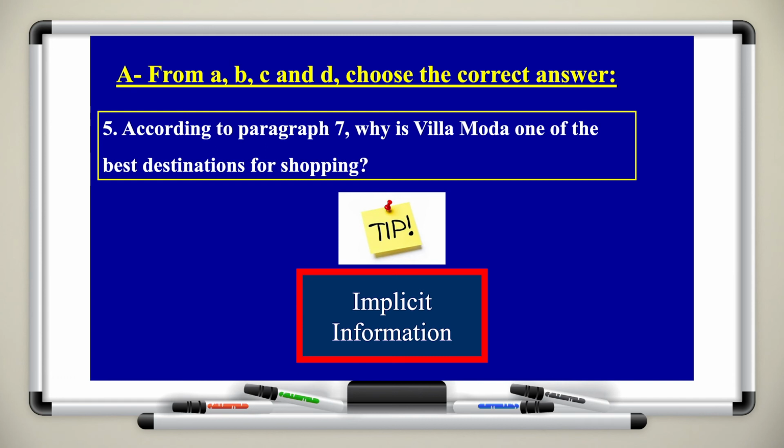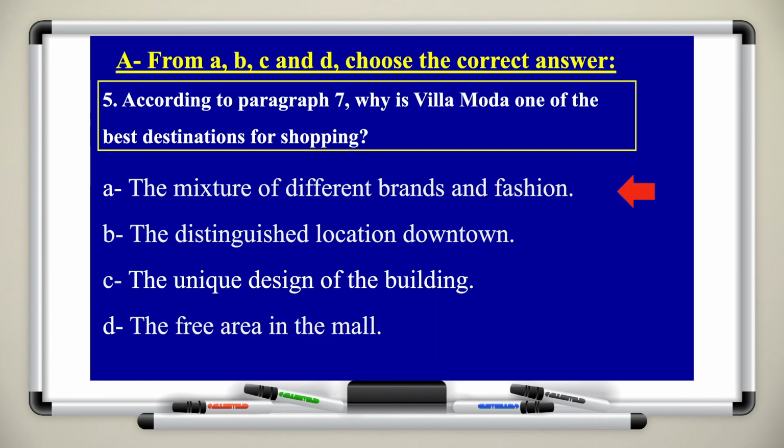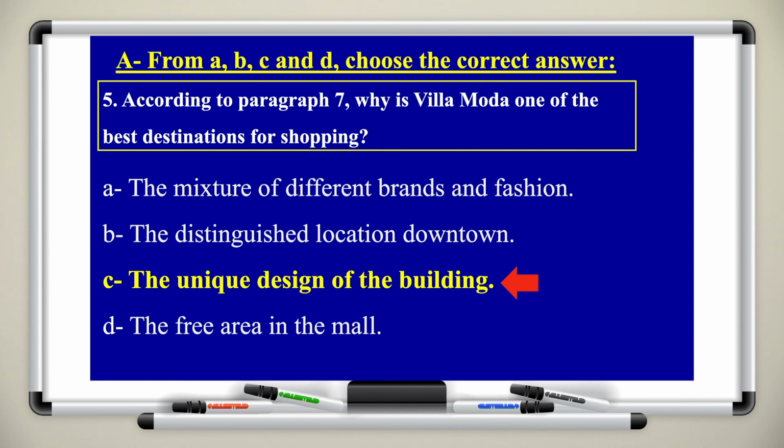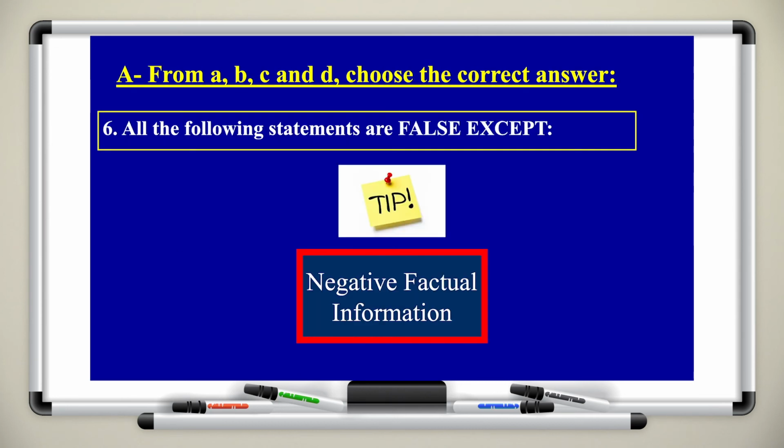This is implicit information. So is the answer the mixture of different brands and fashion, the distinguished location downtown, the unique design of the building, or the free area in the mall? Look at the last paragraph and skim or scan through it. The answer is C, the unique design of the building. If you got most of them right so far, you're actually doing a very good job. So well done. Now let's go for the final question.